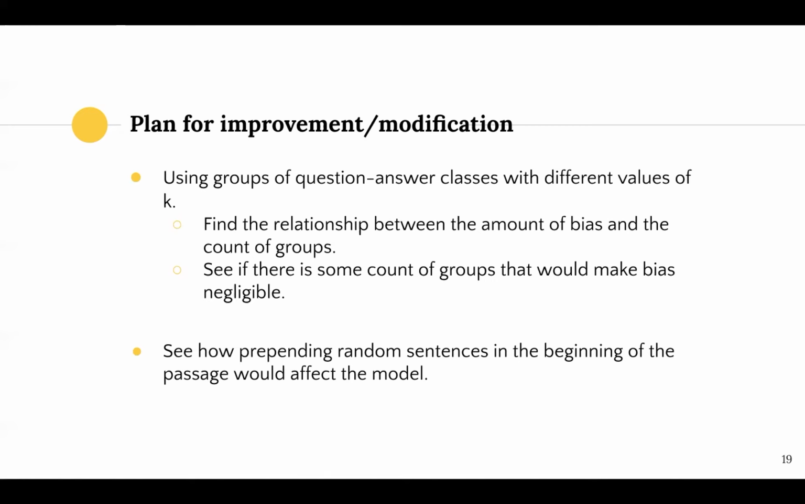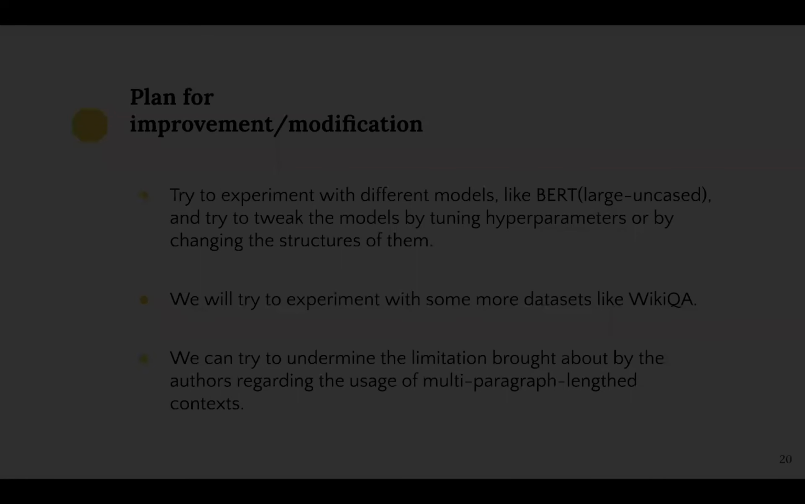Secondly, we'd like to see how prepending random sentences in the beginning of the passage would affect the performance of the model. Obviously, this modification would be moving the value of k along the passage, but because it's randomly generated sentences, we don't know if this will be helpful. So we'd like to test this hypothesis.